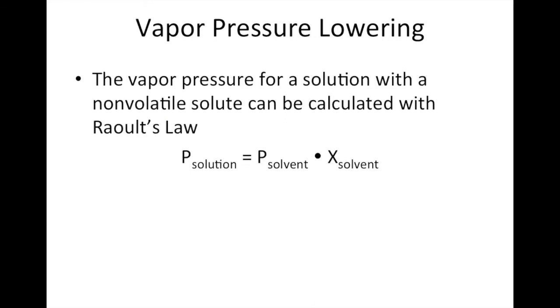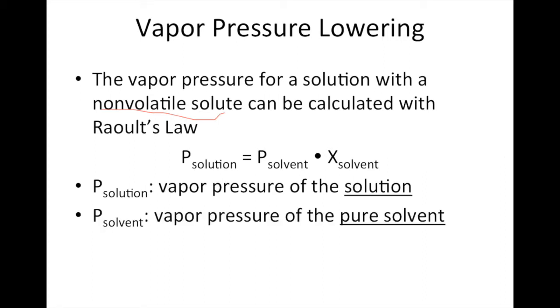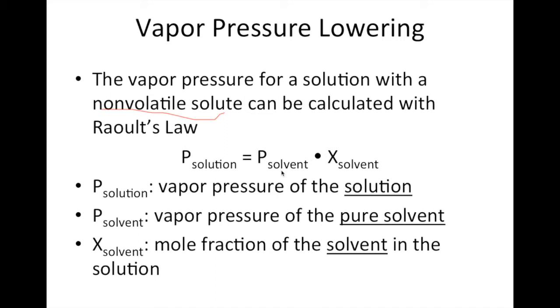To calculate the vapor pressure when we have a non-volatile solute, we use something called Raoult's law. Raoult's law, as you can see here, allows us to calculate the vapor pressure of the solution. To do that, we need to know the vapor pressure of the pure solvent. What would the vapor pressure of the solvent be if there was nothing dissolved in it? And we multiply the vapor pressure of the solvent times the mole fraction of the solvent in the solution.